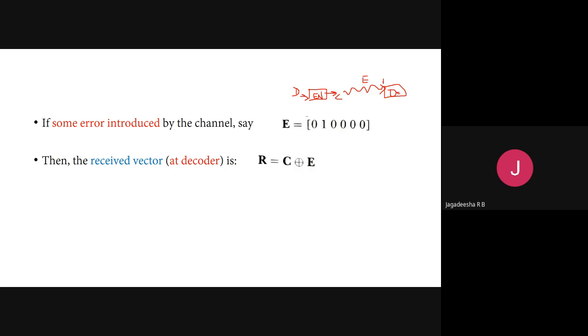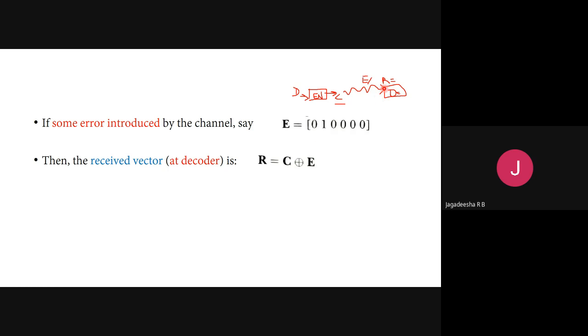We write it as R. R is a combination of the coded sequence C and the noise that is added here. R is equal to C added with the noise. The input here is R. It's a combination of the code word and the error sequence.